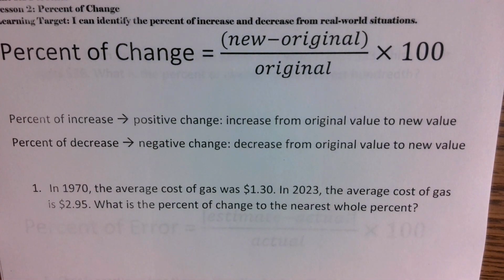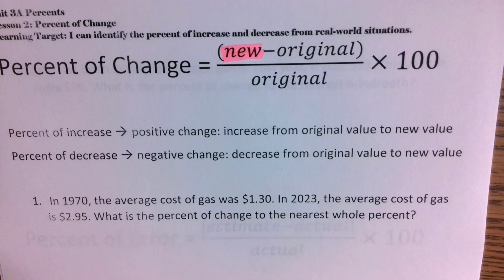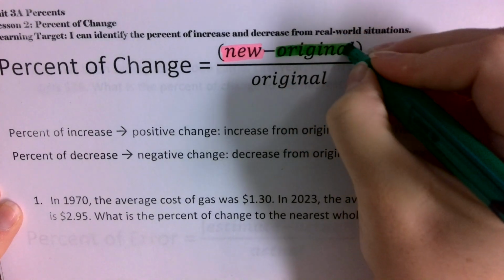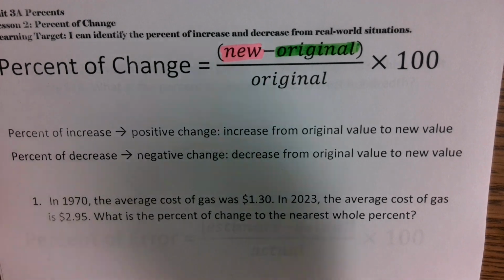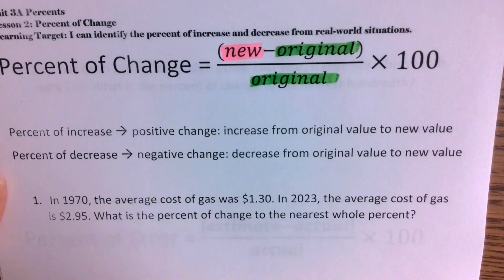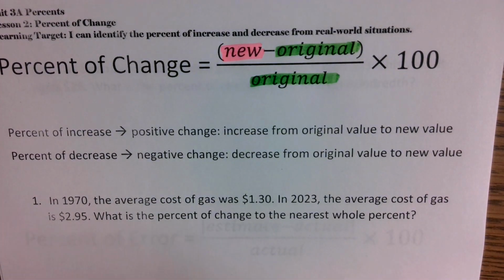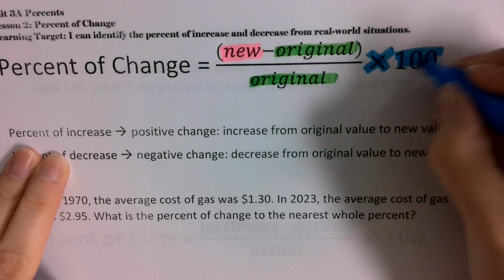You take what we call our newest value. So I'm going to highlight new in pink. And then you're going to subtract your original value. Then you're going to take that difference and divide it by your original value. And then you will multiply the following result by 100.